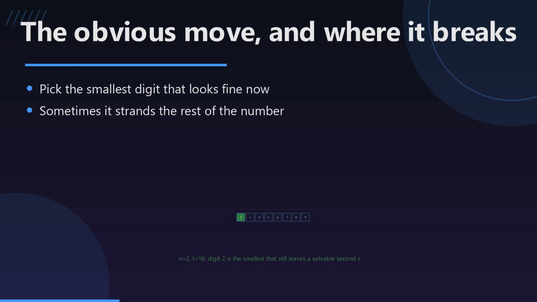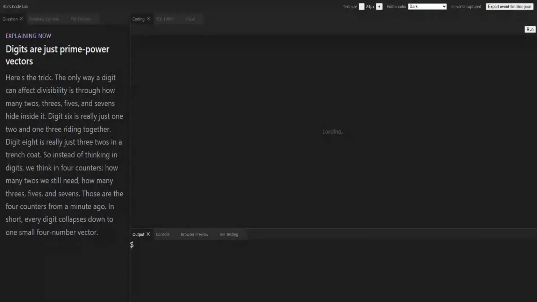You might think, just place the smallest digit that seems fine and fix things later. Watch this. N equals 2, t equals 16. Try digit 1 first, it contributes nothing, and now the one slot left can't possibly reach 16. Digit 2 works because it leaves 8 for the last slot, and 2 times 8 is 16. So here's the tension: smallest first only works if you check the rest of the number can still finish. Picking blind breaks.